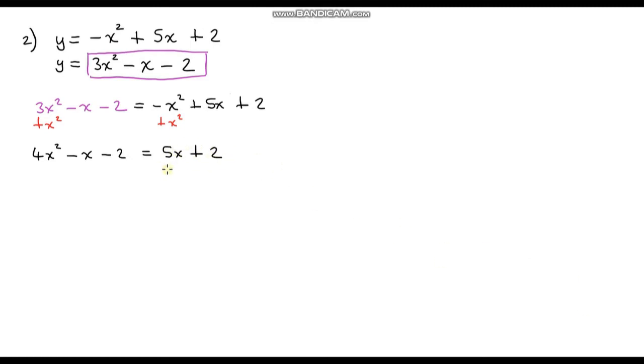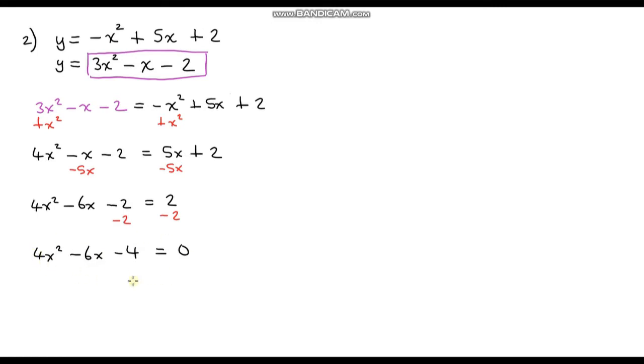And now let's get rid of this 5x from both sides. So on the left hand side we've got 4x squared. Negative x minus another 5x is minus 6x. And then we've got minus 2, and then that just equals 2. And finally, if we want to get rid of this 2, we can subtract 2 from both sides. So we are now left with 4x squared minus 6x minus 4 equals 0. So we could go ahead and solve this, but I can see that we can simplify this because each term is divisible by 2.